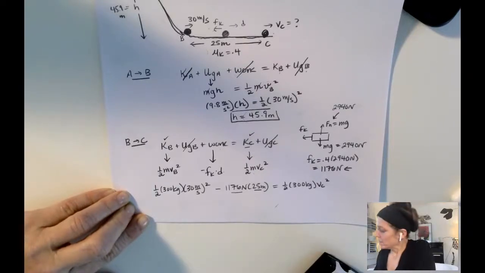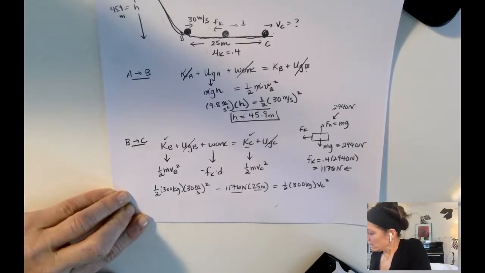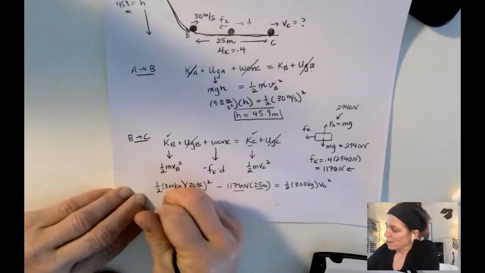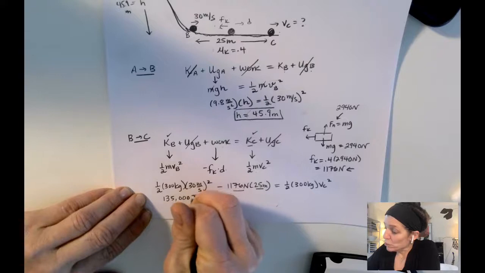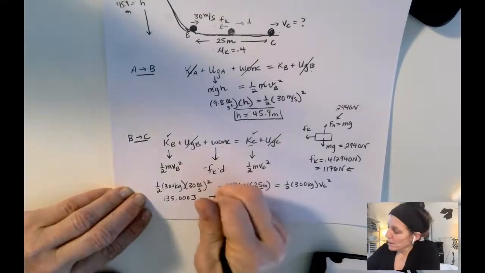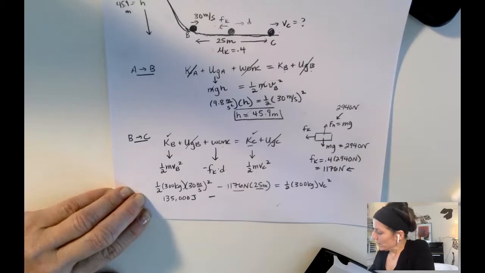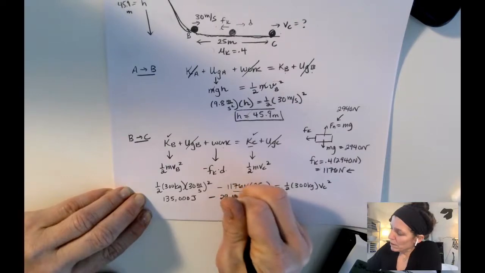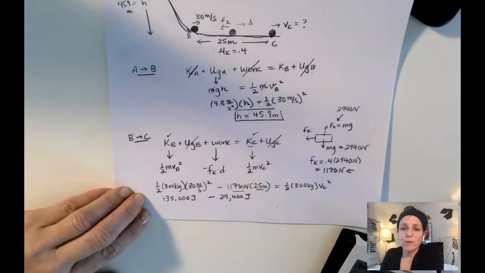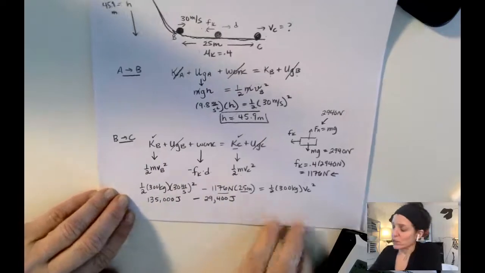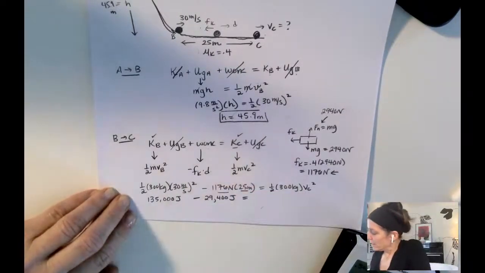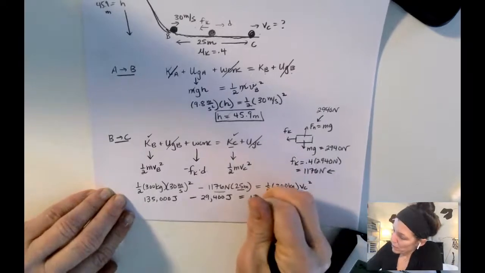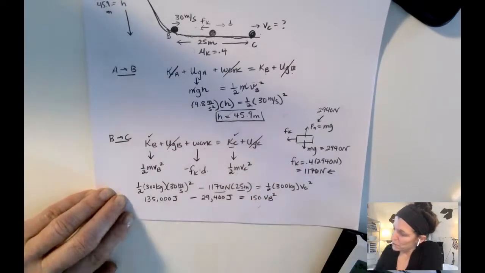So let's calculate this all out. 0.5 times 300 times 30 squared is, and these numbers are going to be big, 135,000 joules of kinetic energy initially, minus 1176 times 25, 29,400 joules of negative work done by friction, which transfers into thermal energy. And that's going to give us 1/2 times 300 is 150 times V squared.